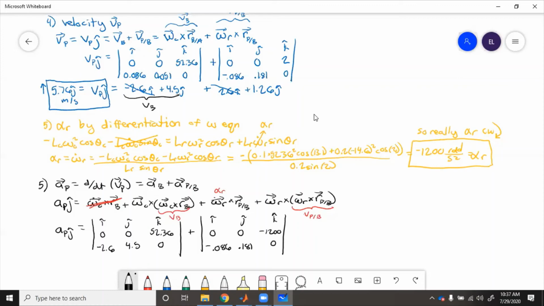And then finally, we have this last cross product, I, J, K, 0, 0, omega R, which is negative 14.6, what we calculated at the very beginning. And then the VP with respect to B, which is this, 2.6, 1.26, 0.